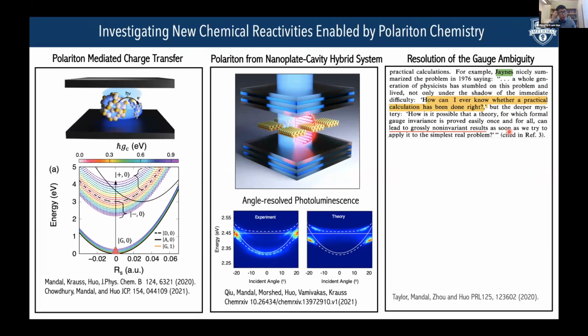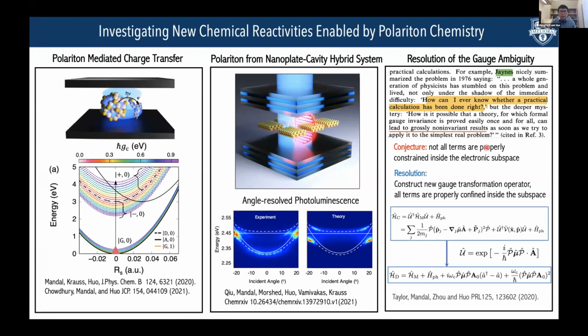So we really had some chance to sit down and think about this during the lockdown last year. And what we find is it's because not all terms in a Coulomb gauge Hamiltonian are properly truncated or constrained within the electronic subspace. And the resolution for that is you can reconstruct a proper gauge transformation operator to do that job. And at the end, you have a gauge invariant Hamiltonian at any level of electronic state truncation.